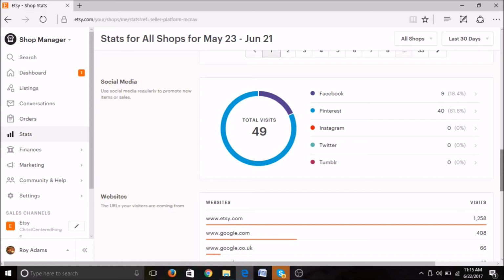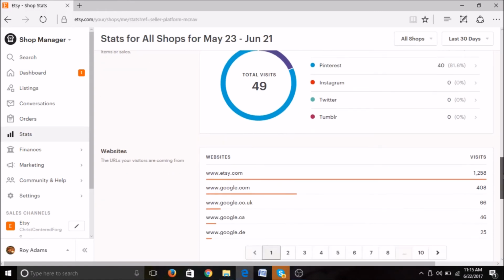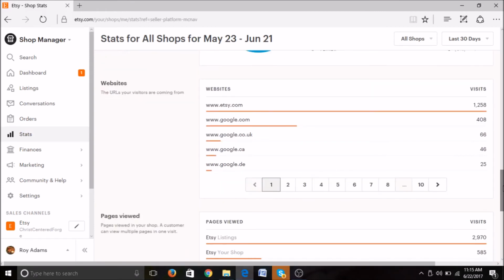It's also followed up with Facebook. We had 9 views come from there, which is 18%. And Instagram, we had 0. Twitter, we had 0. And Tumblr, we had 0. So those are all sites where I could get active and sharing either something about our shop or try to start posting on a regular basis to draw some extra traffic.